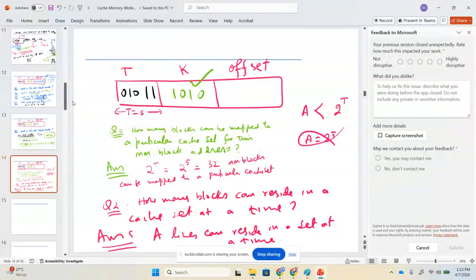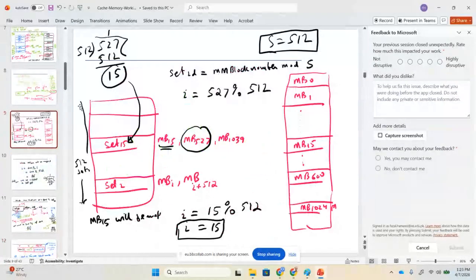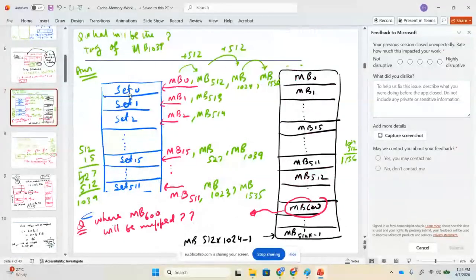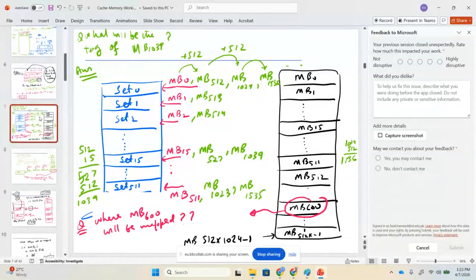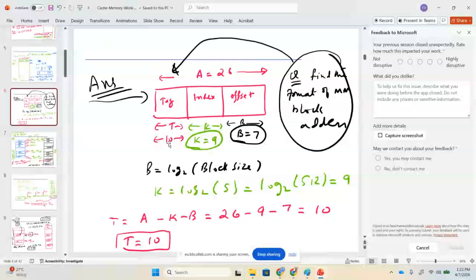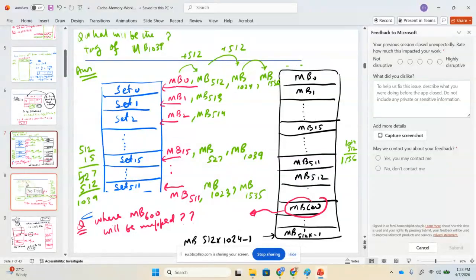Now can you see here? I've explained this in an example. In this example, what was T? T was 10. Since T was 10, how many blocks can be mapped to a particular set? 2^T, and 2^10 is 1024 blocks that can be mapped to a particular cache set.